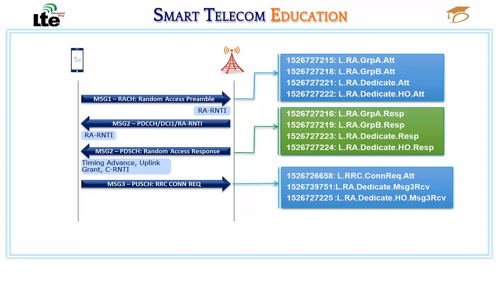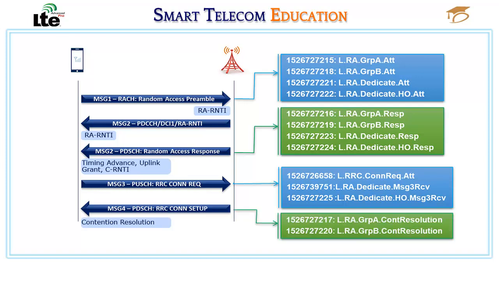In the next step, the eNode B sends to the UE the RRC connection setup message with contention resolution that indicates a successful random access procedure. The following counters are incremented by 1: LTE random access group A contention resolution, and LTE random access group B contention resolution.